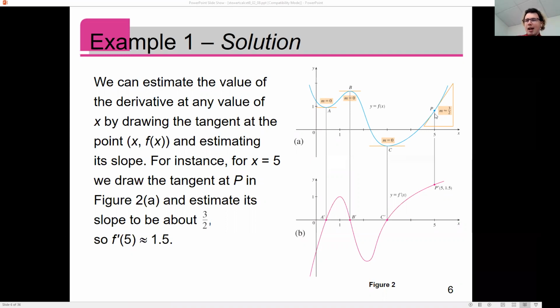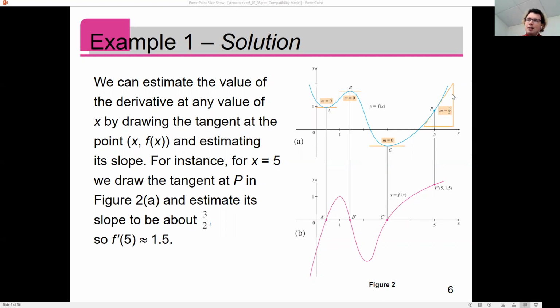But over here at point P, it looks like x coordinate 5, maybe y coordinate 1. We've estimated the slope of this tangent line just by drawing in a triangle. So we've got the tangent line here. It looks to have a base of about 2 units wide and a third leg of 3 units tall. So that slope should be about 1.5. That tells me when x equals 5, f prime of x should be about 1.5.